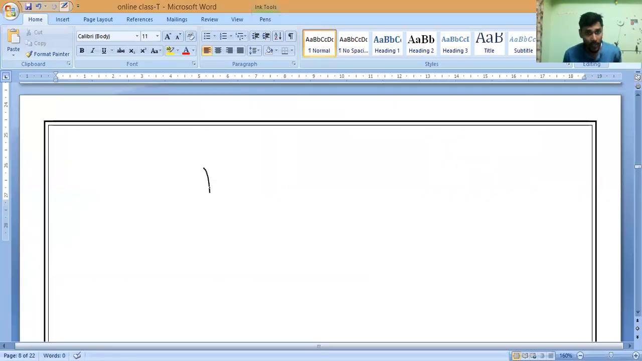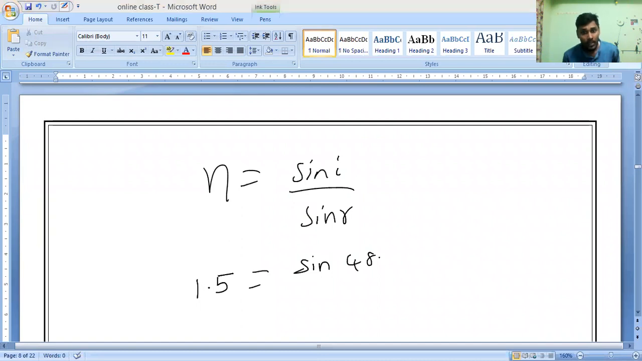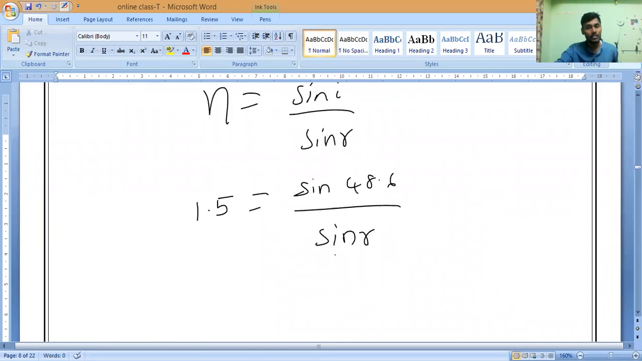We will do it. Refractive index is equal to sin i by sin r. Refractive index, how much is given? 1.5. And this value is sin 48.6 degrees. They're asking us to find sin r. Yes or no, guys? So now we want sin r.